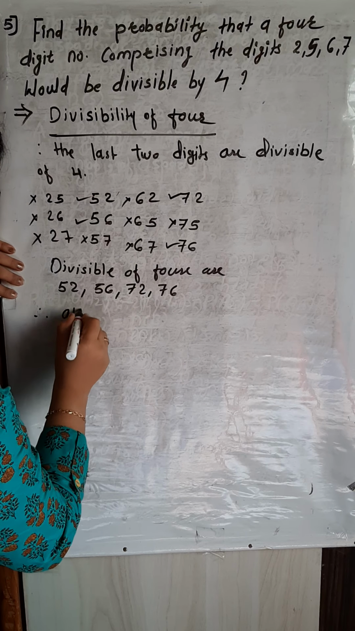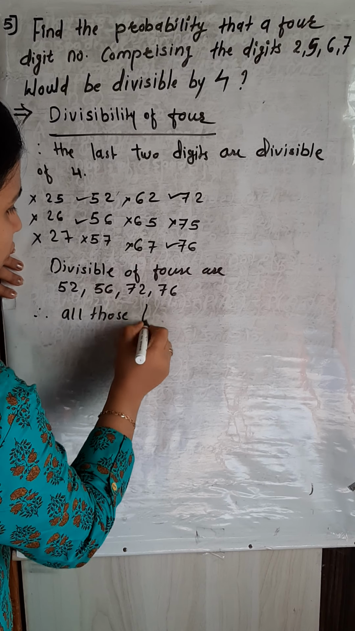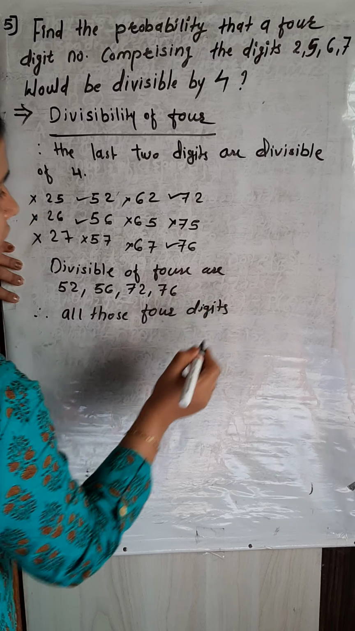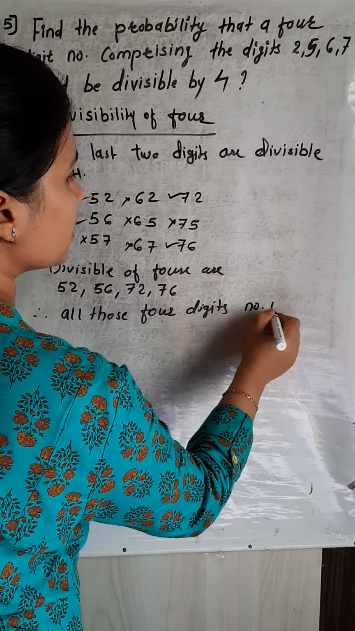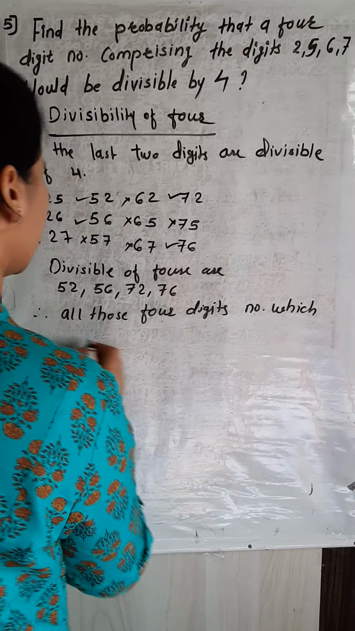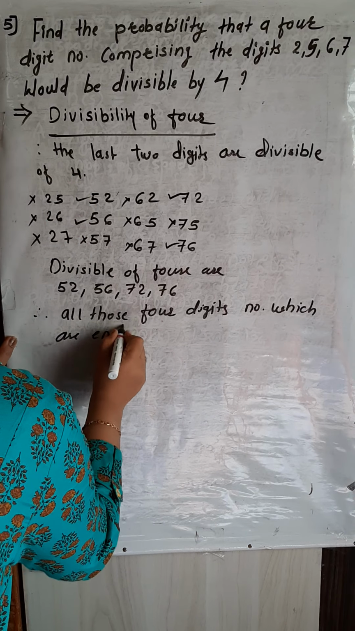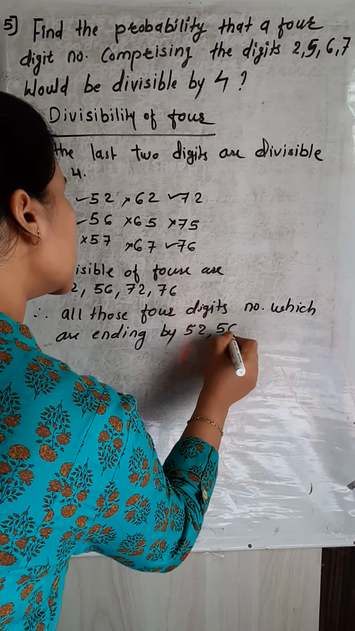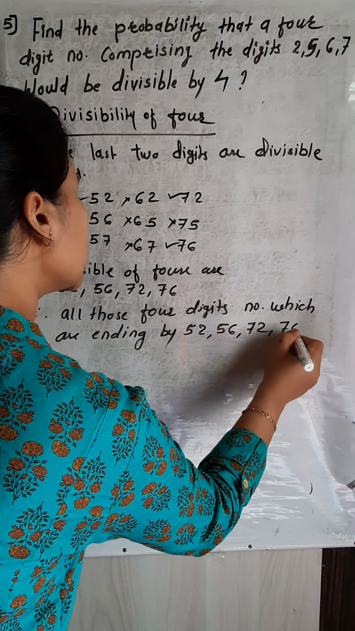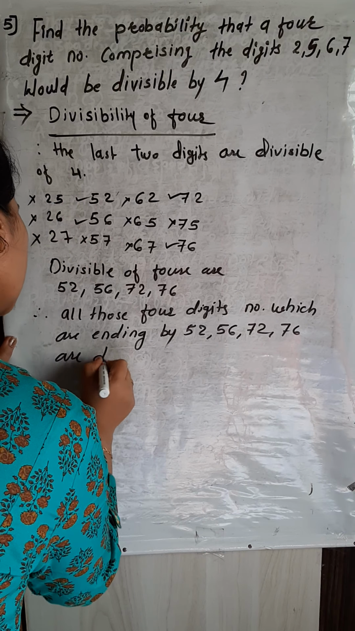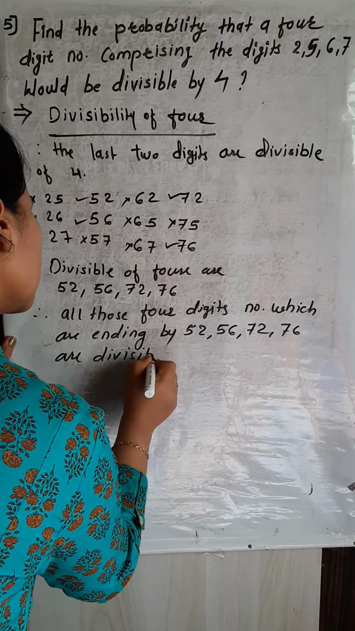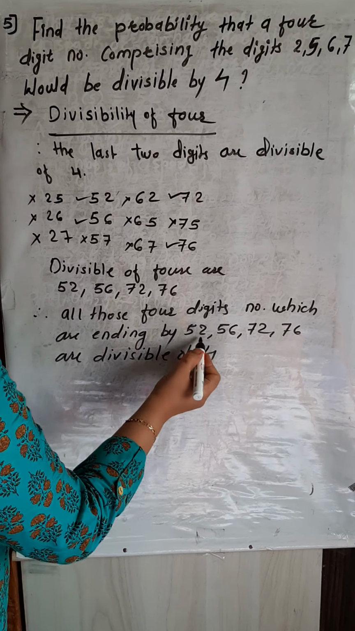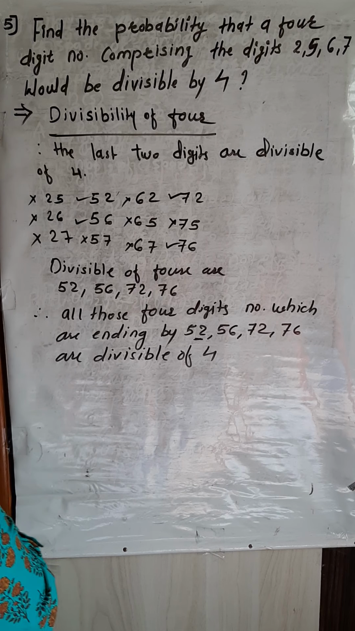Therefore, all those 4-digit numbers which are ending by 52, 56, 72, 76 are divisible by 4. Now, how many numbers are there which are ending by 52?